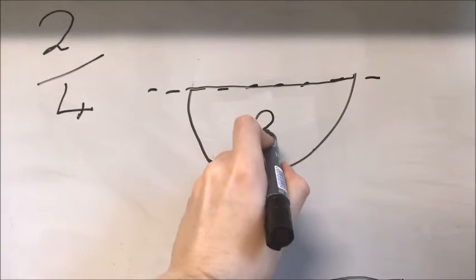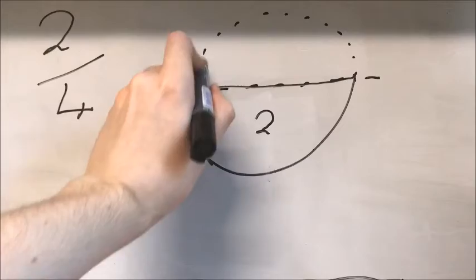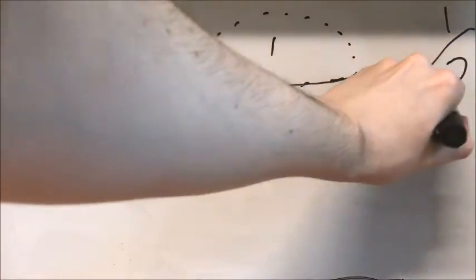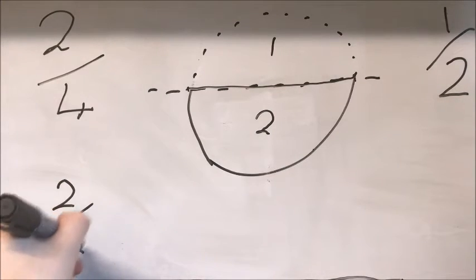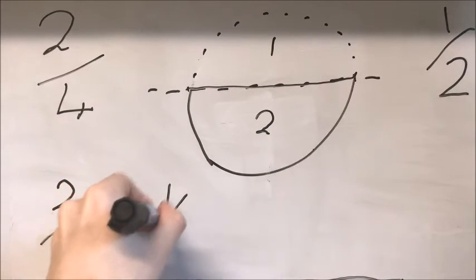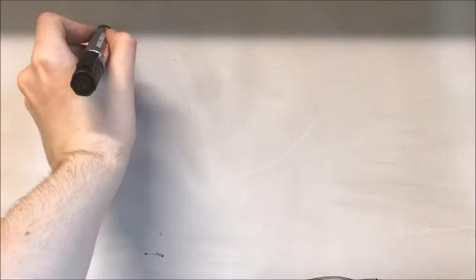So as you can see, if I remove the quarter line, I just have half of a semicircle there, which is 1/2 of the cake. I'm going to label that 2, and I'm going to draw an imaginary line of where the cake used to be, and label that 1, to show that I have 1 over 2, or a half. So 2 over 4 is equal to 1 over 2.